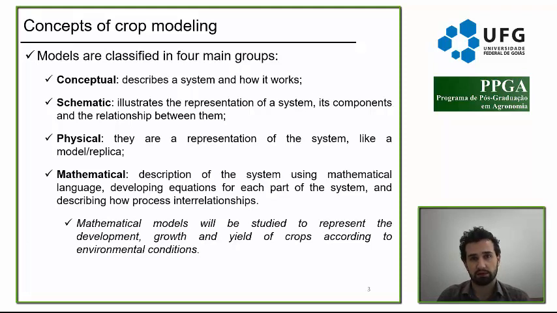And the last one, that will be the main part of our study, is a mathematical model that describes a system using mathematical language, developing equations for each part of the system, and describing how processes are interrelated. So after we have this conceptual and schematic, we get this information and build equations that represent how the plant makes photosynthesis, how the plant makes transpiration, how much the crop is transpiring, and based on these equations, we build different relationships between them to make a more realistic model of the system.